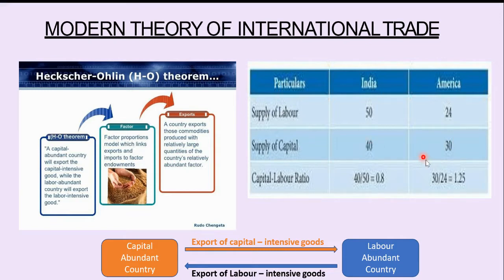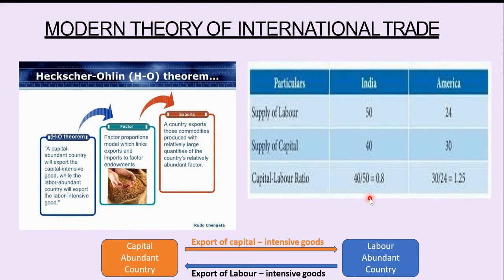So looking at this tabular column, you might think India is abundant in labor and India is also abundant in capital while comparing with America. But it is not like that. Let us see the ratio. There are 50 people and the amount of capital is 40. So 40 divided by 50 is 0.8. So the capital labor ratio is 0.8 in India, whereas the capital labor ratio in America is 30 divided by 24, which is equal to 1.25. That means the capital in America is more than the capital in India when the capital labor ratio is taken.